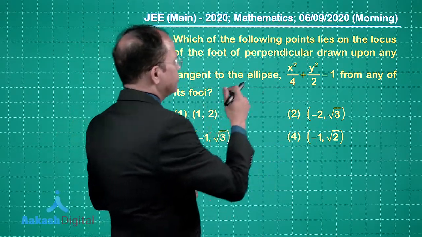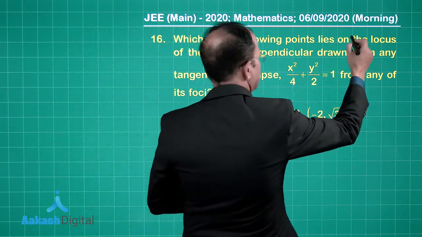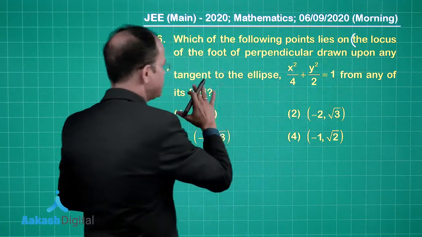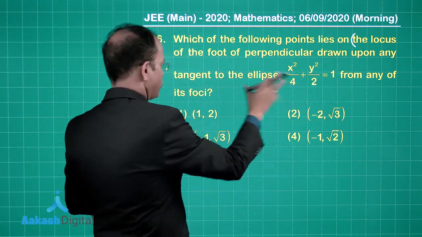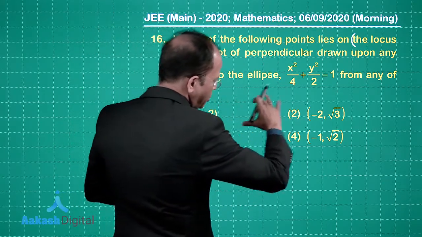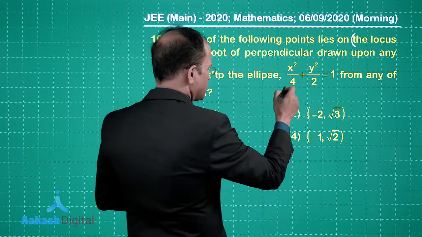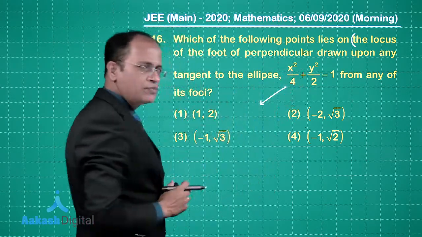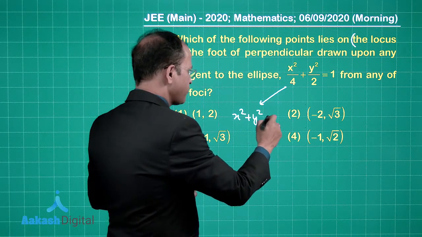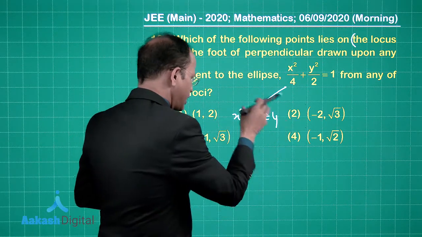Now this is a very important property of ellipse. So we can just have a look at this. The locus of the foot of the perpendicular drawn upon any tangent to any ellipse from any of its foci lies on the auxiliary circle. So the auxiliary circle for this particular ellipse is going to be x square plus y square is equal to 4. Now you have to check whether this point lies here or not.